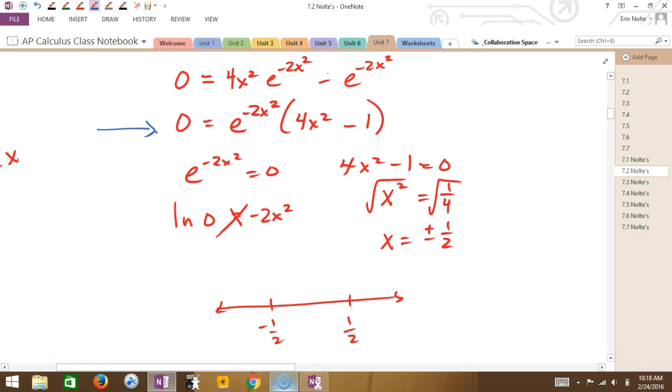That's positive. So this piece would be positive. If I plug -1 into this piece, I would get 4 minus 1, which is positive. So I have a positive times a positive. So this interval will be positive.